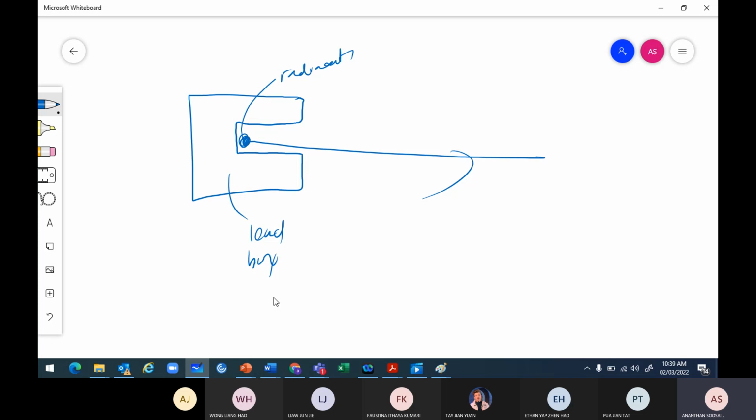It has to be inside. If it's outside, then the glass will block the alpha radiation, right? Range effect. So it has to be inside, because you know alpha, even a piece of paper can block it.